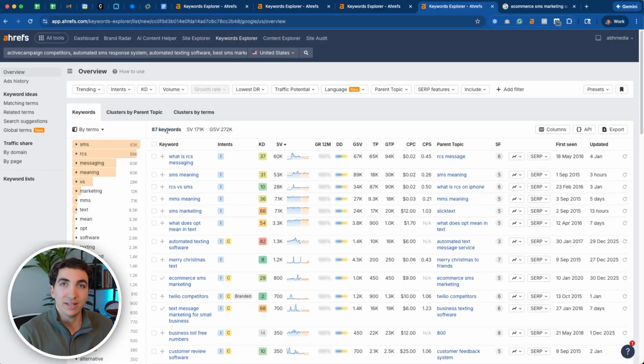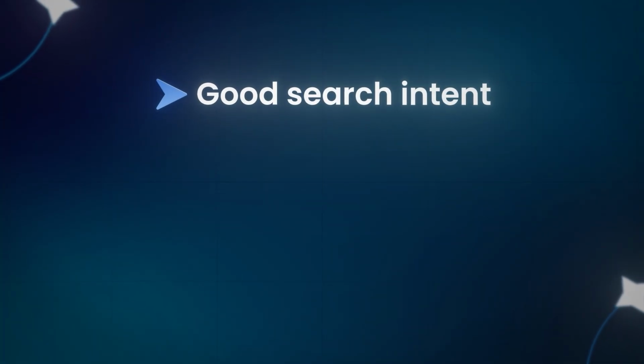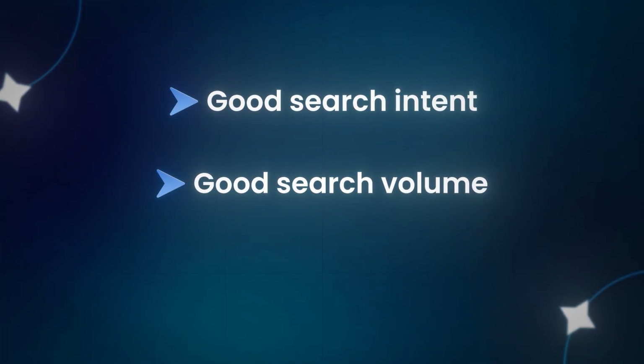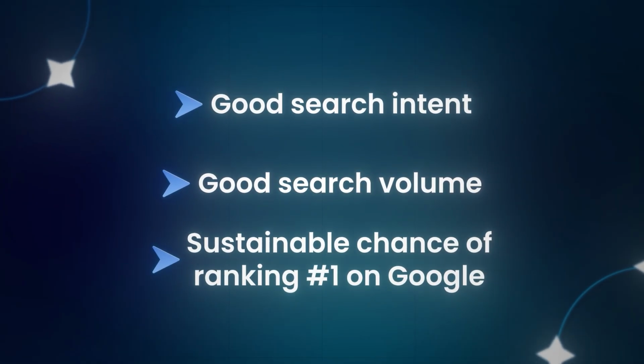what we can see is that we already have 87 keywords, and that's it. So I managed to find 87 keywords in a really short amount of time. And these aren't just random options that I pulled out of thin air. Every one of these keywords has a good search intent, has good search volume, and has a sustainable chance of ranking #1 on Google.